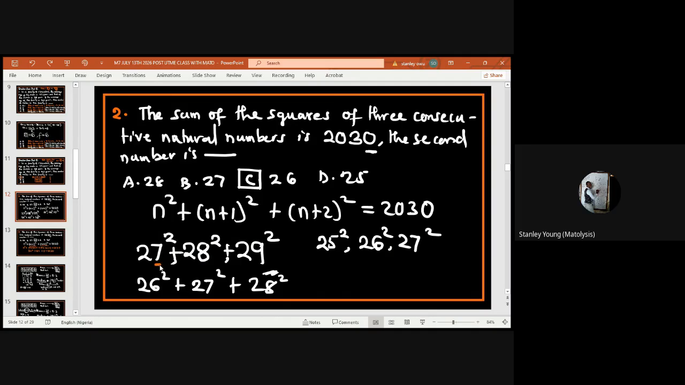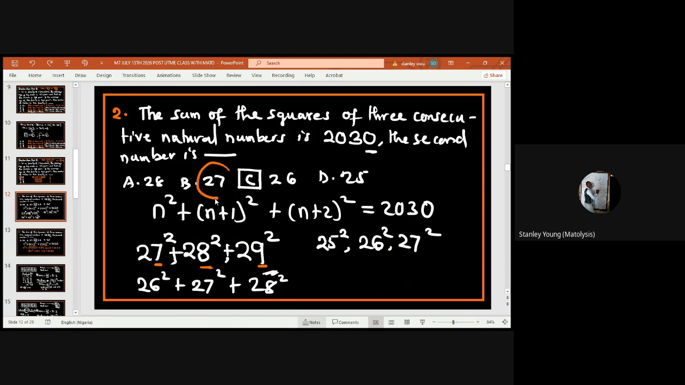You look at the numbers that end this. 7 square is 49. 49 ends in 9. The second one, 28 square, I will just focus on 8 square. 8 square is 64. 4 ends it. 29 square, I will just focus on 9 square. 9 square is 81. 1 ends it. If you add all this up together, that is going to give you 14, a number ending in 4. And we are not looking for a number ending in 4. We are looking for a number ending in 0. So it doesn't fit.